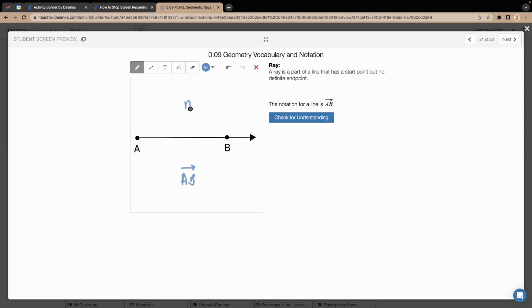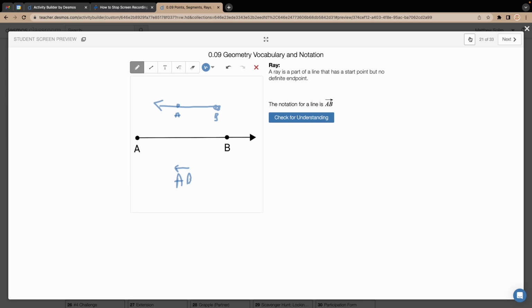So if I change this and drew a new one, let's say I had a ray that looked like this, and let's say this was point A and this was point B and it went on forever this way, we would write AB, but it's going forever over A. So we would just make sure the arrow is going where it's going forever. So that's the biggest difference there.